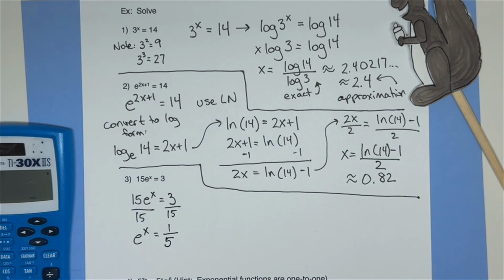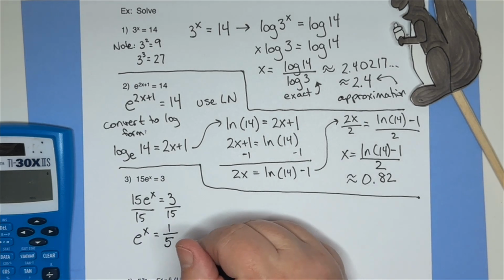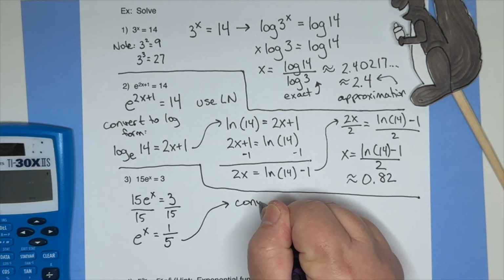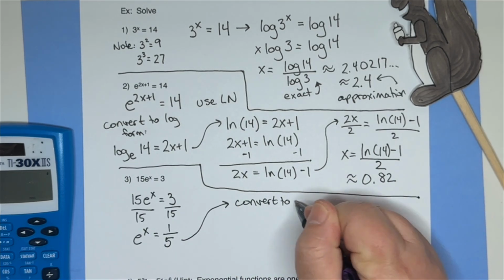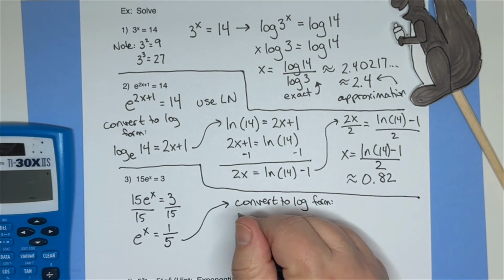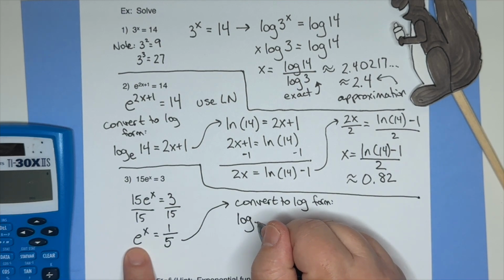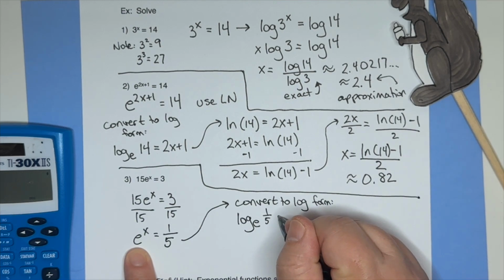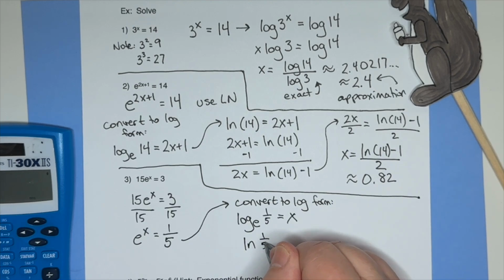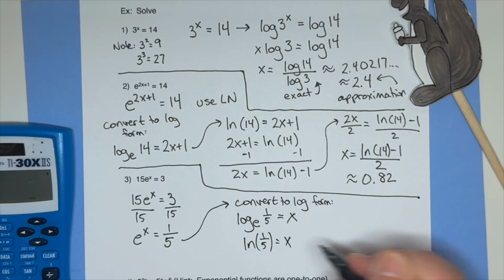Does that look right? Okay, now I've got e to the x equals 1/5. Since we're already in e, I'm going to convert to log form and get log base e of 1/5 equals x, or natural log of 1/5 equals x.